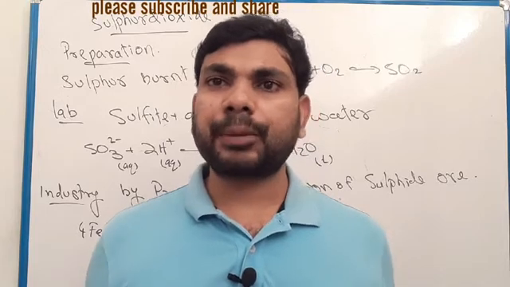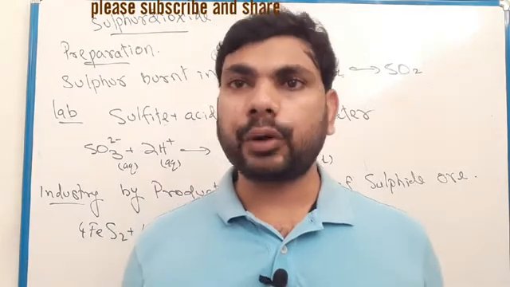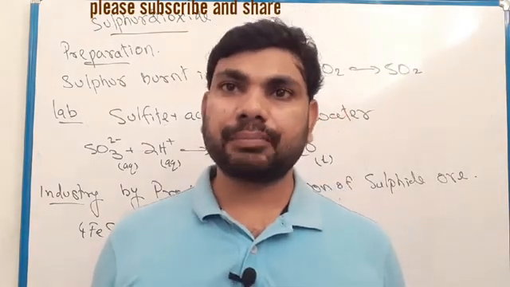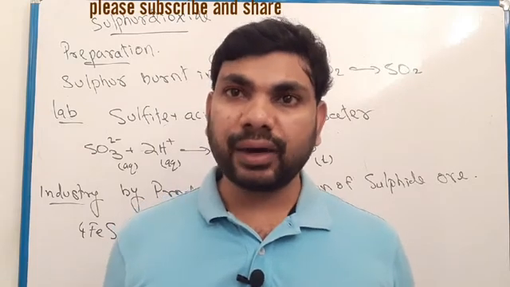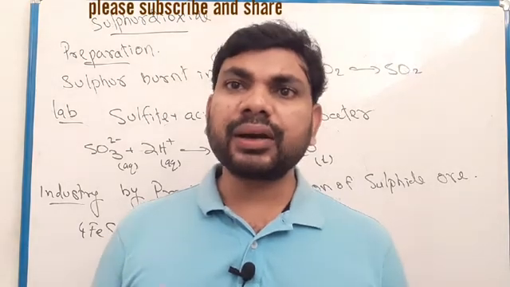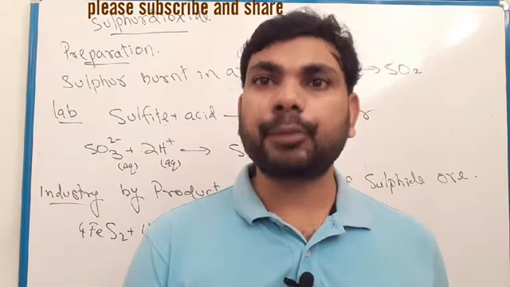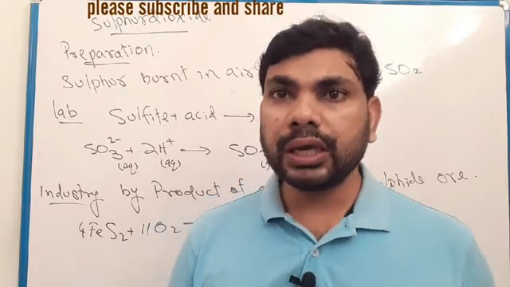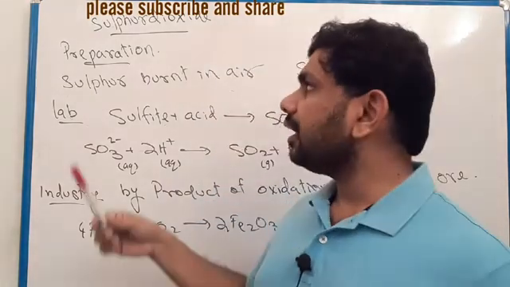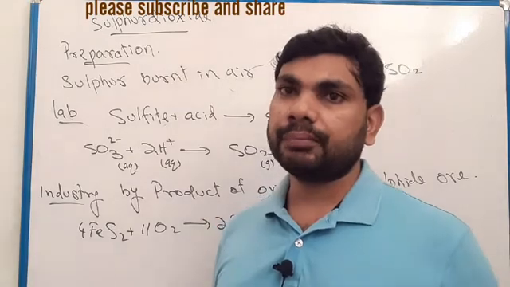Industrial method of preparation: in industry, sulfur dioxide is formed as a byproduct. For example, from a sulfide ore such as zinc sulfide, during extraction of zinc, sulfur dioxide is formed as a side product. So here we understand that sulfur, after burning, forms sulfur dioxide.